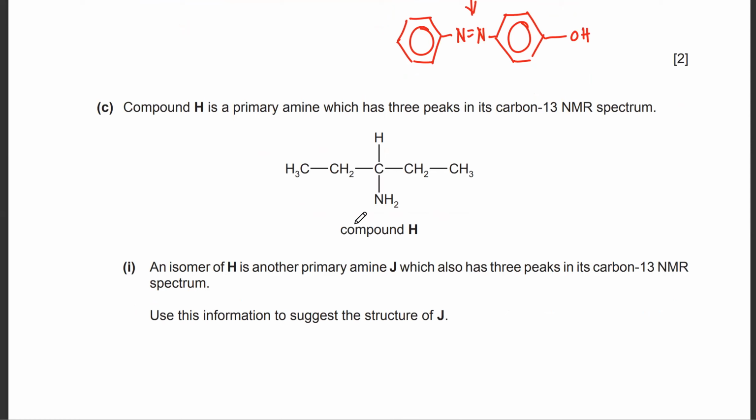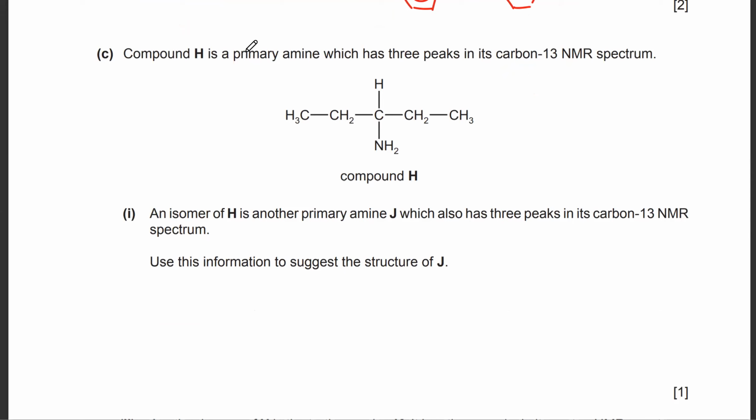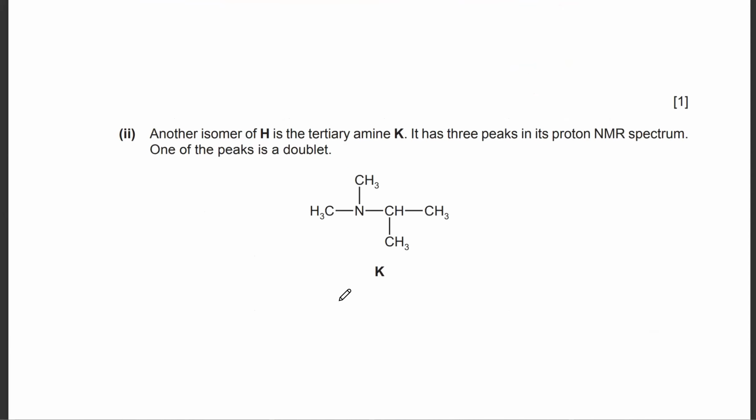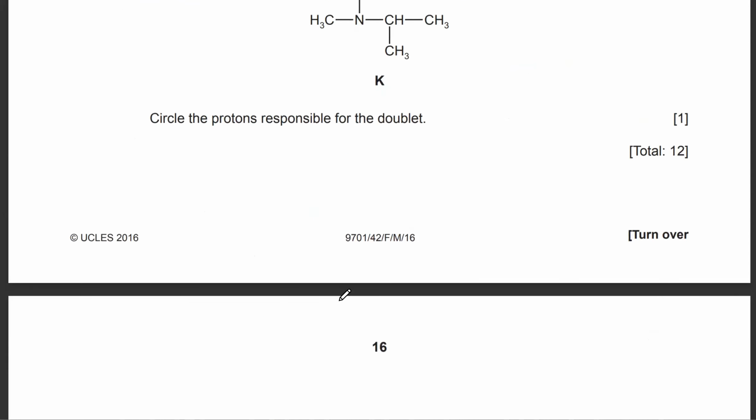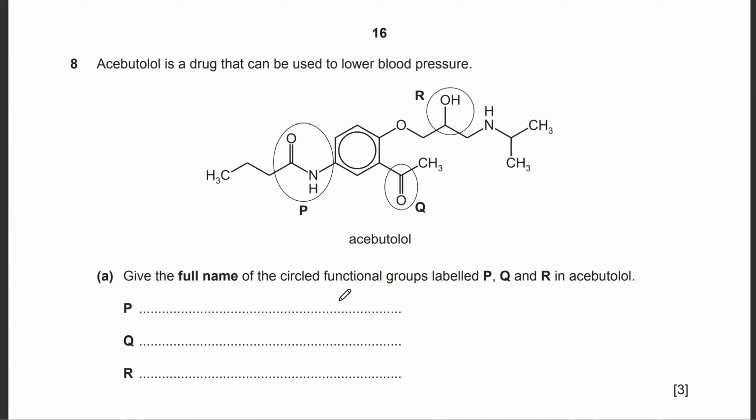Now the next one is, you've got this compound, and compound H is a primary amine which has 3 peaks in its carbon-13 NMR spectrum. So he's talking about carbon-13. So let's ignore that for a second.